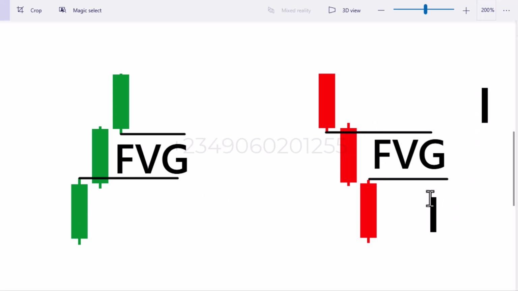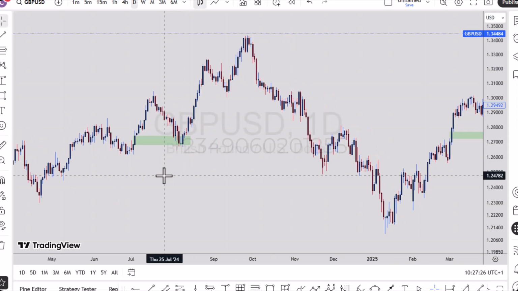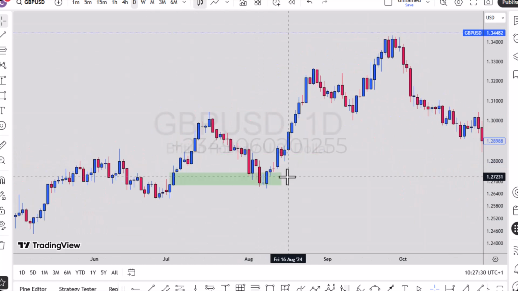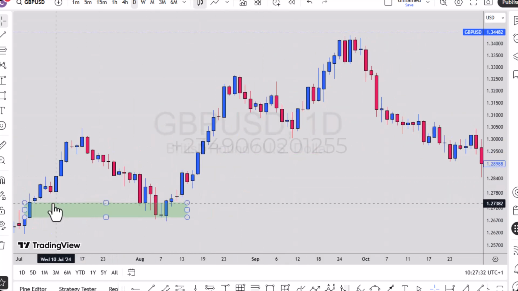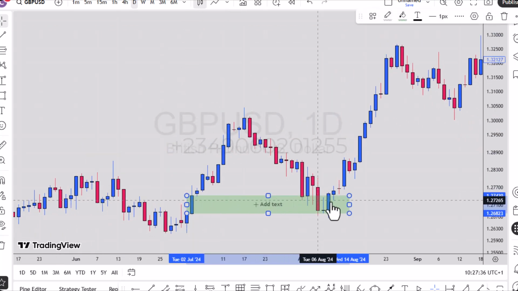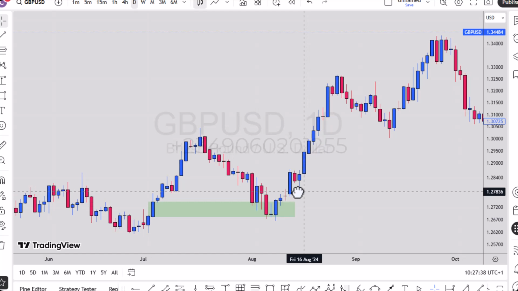Don't worry, in this tutorial guide on FVG fair value gap, I am going to show you how to spot fair value gap, how to use fair value gap, and how to combine it with other trading concepts to build a more powerful trading strategy in the financial market.